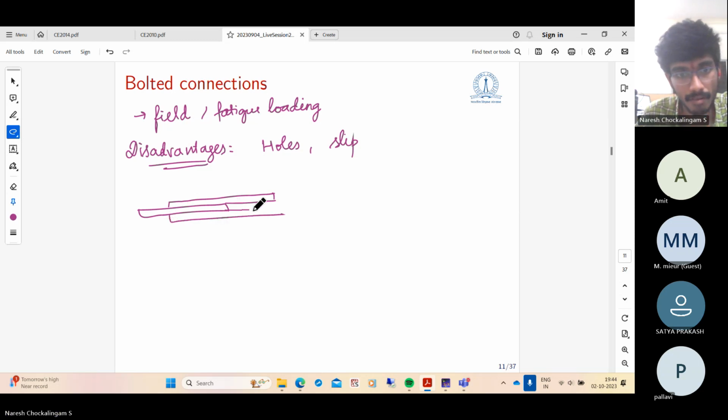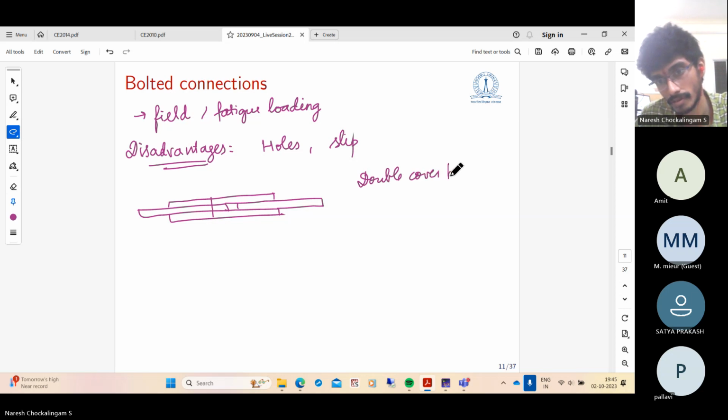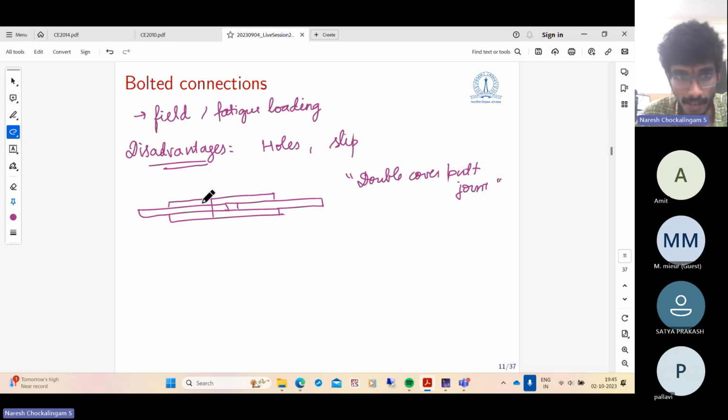Suppose we have two members which are connected by a butt joint. These two members are facing each other, so it is a butt joint. And we have two cover plates, one on top and one on bottom. So this is called a double cover butt joint, and the bolts are placed in this direction. Just have this example in mind.